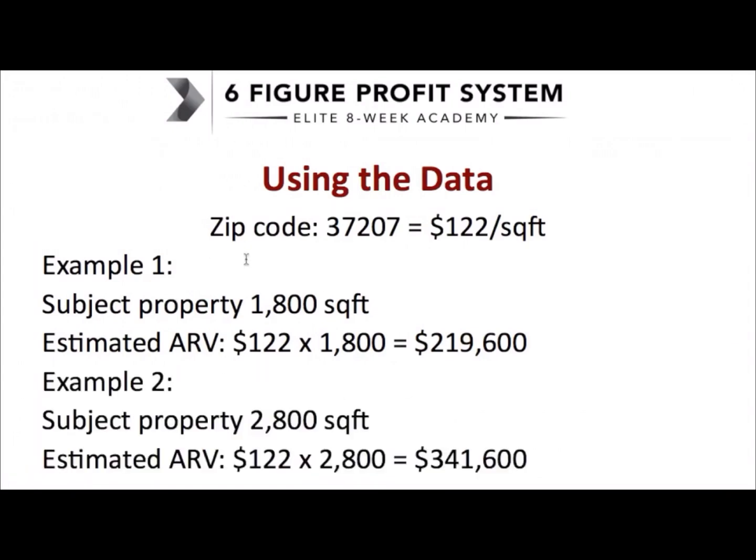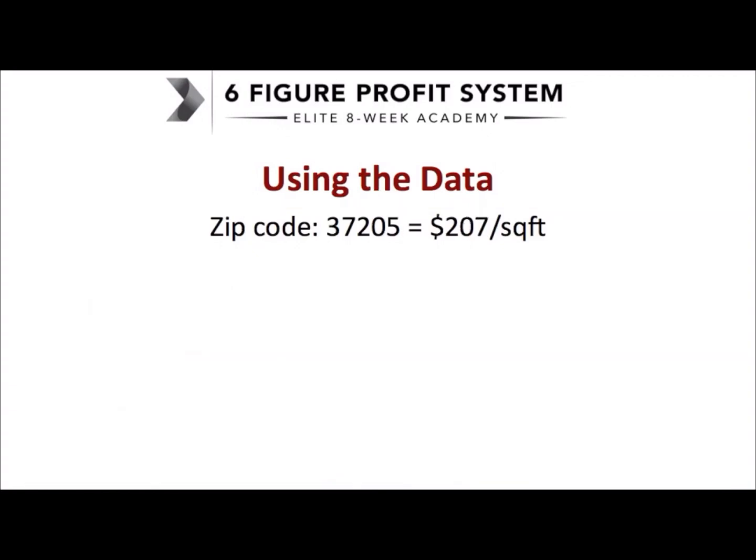That is a good rough after repair value based on the market trends, based on the data in that market, in that zip code. Let's take another example of 2,800 square feet in that same zip code of 37207. If I take $122, that's the average sold price per square foot, times 2,800 square feet, that gets me to 341. So that 2,800 square foot home in that area has a value of 341, whereas this 1,800 square foot home in the same market has 219. See how that works?